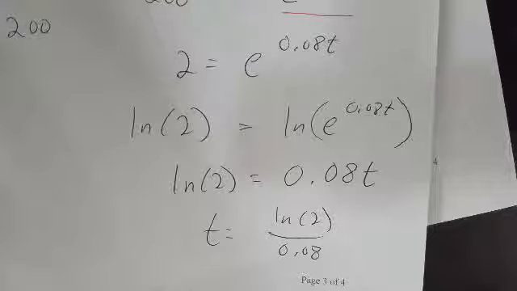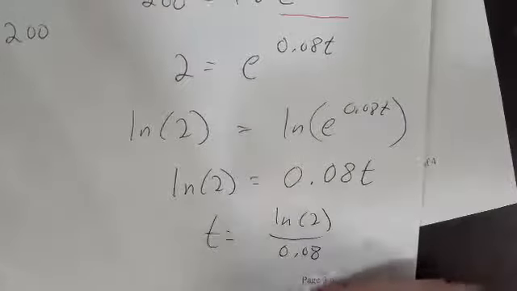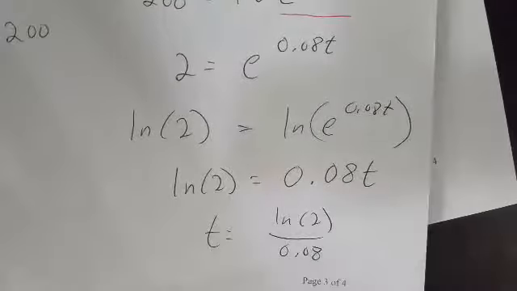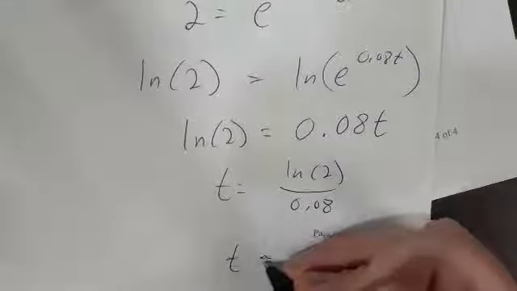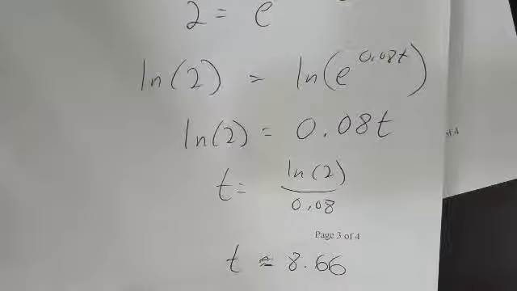And again, if someone asks you how long it takes my account to double, and you tell them the amount of time is ln of 2 over 0.08, they're probably going to look at you a little weird. So let's convert that to a decimal. I'm getting t is about 0.66, or roundabout, rounding it down a little bit.